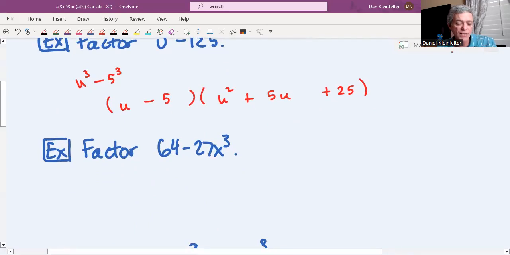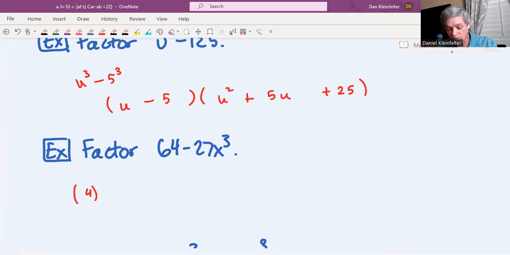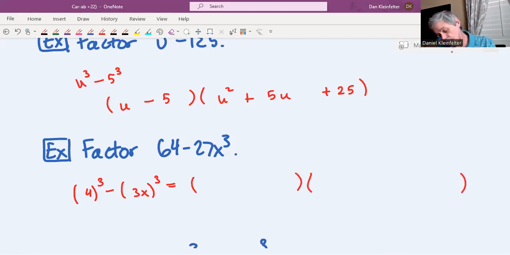Here we've got 64 minus 27x cubed. 64 is 4 cubed, and then 27x cubed is going to be 3x cubed. So once again, binomial times trinomial. We'll have 4 minus 3x. The pattern for the signs is same, opposite, always plus.